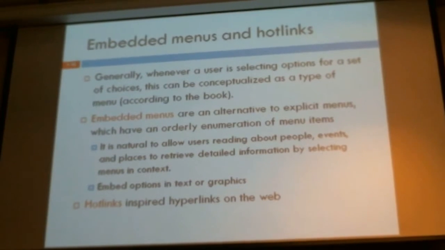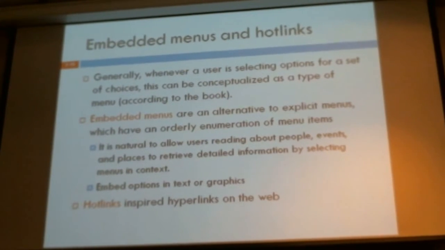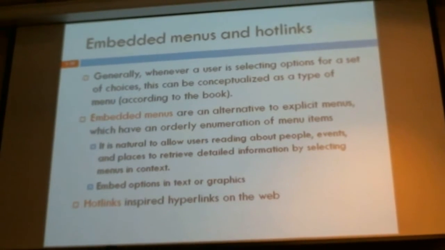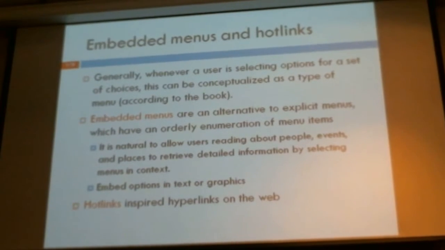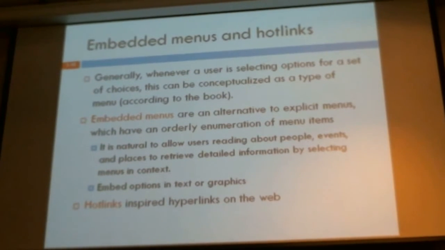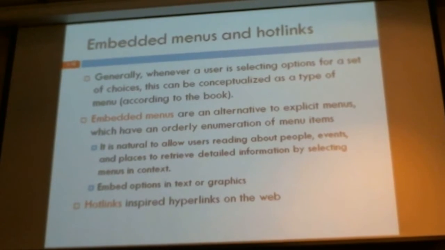Embedded menus and hot links. So generally, whenever a user is selecting options from a set of choices, the book conceptualizes this as a type of menu. Okay. So embedded menus are an alternative to explicit menus, which have an orderly enumeration of menu items. So it's natural to allow users reading about people, events, places, etc. to retrieve additional information by selecting the menu in context. And then these can be embedded options or text to graphics, or we can use hot links, which is inspired by web links. So this slide has completely confused all of you and me, right?